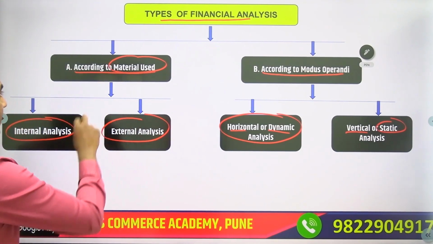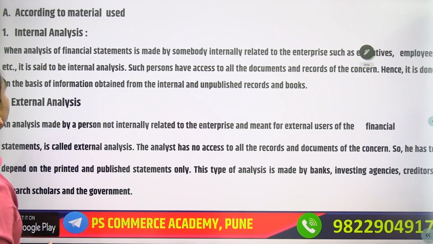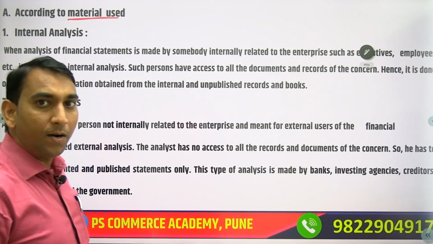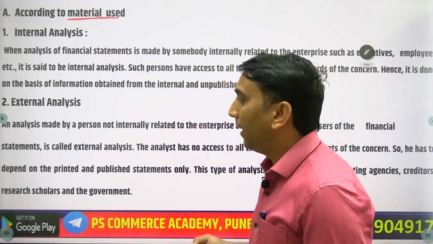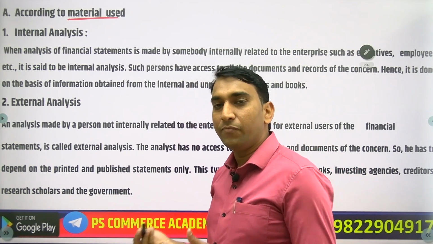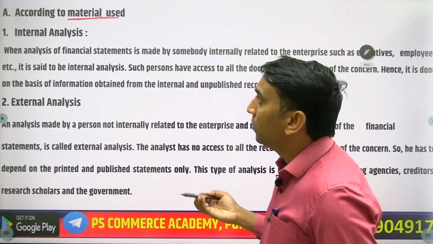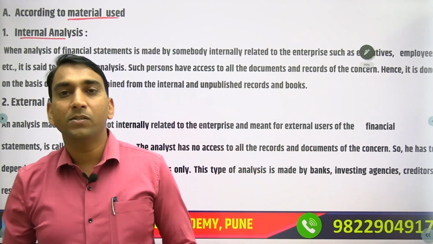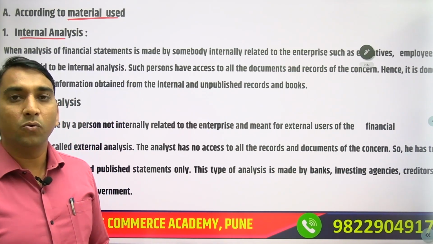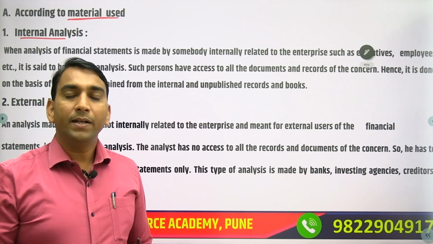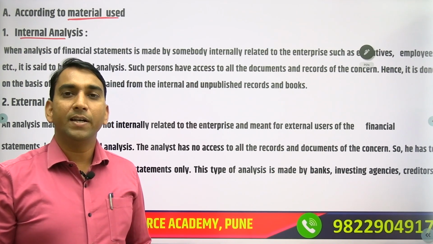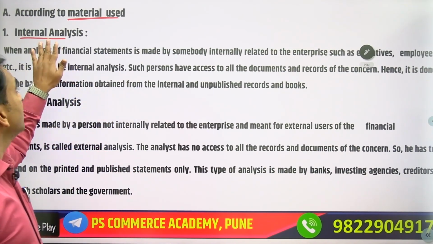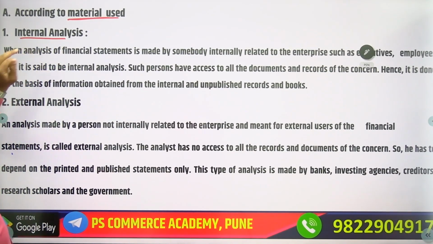So we'll see according to material used. What material is used? For financial analysis, we'll basically use the financial statement. So first is internal analysis. ये internal analysis कौन करता है? जो कंपनी में बैठे कंपनी के एम्प्लॉइज हैं, let us say managing directors, managers, supervisors, so they are doing this type of analysis. That is called the internal analysis.